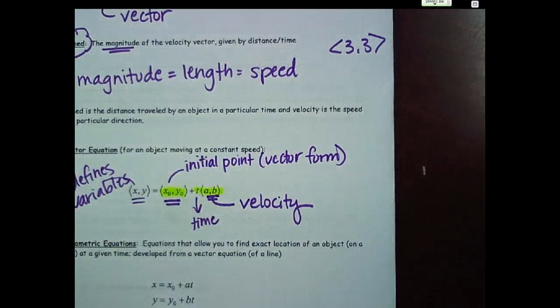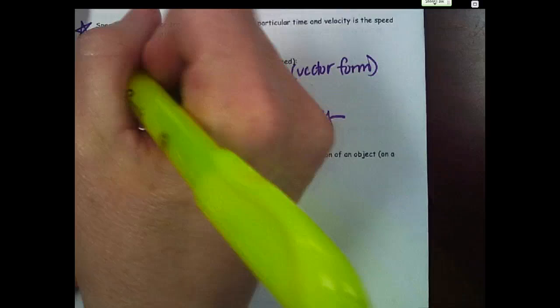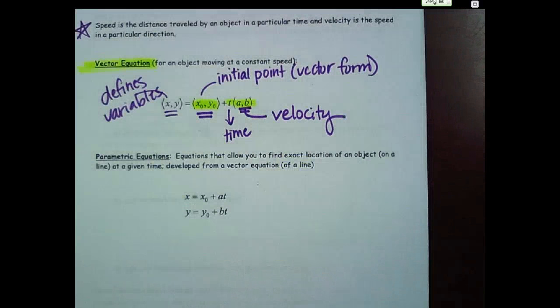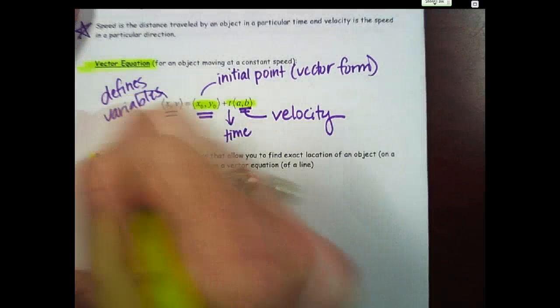All right, now down here. So that's the vector equation. I've explained that to you, and we only have one last new thing. The last new thing is something called a parametric equation.